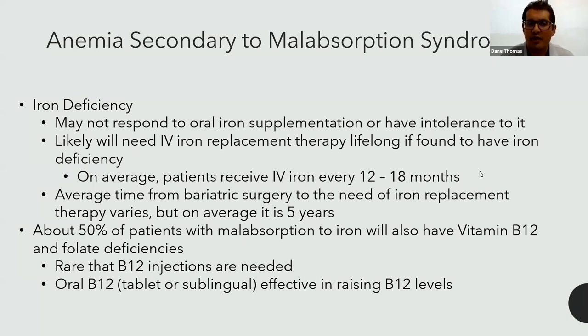The average time from bariatric surgery to the need of iron replacement therapy varies, but on average is about 5 years. About 50% of patients with malabsorption to iron will also have B12 and folate deficiencies. Fortunately, it's rare that B12 injections are needed in these patients, and oftentimes oral B12 supplementation, either through tablets or sublingual, is very effective in raising B12 levels.